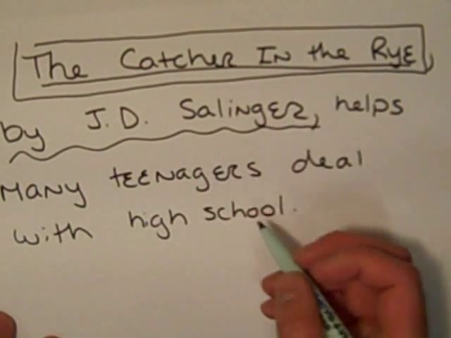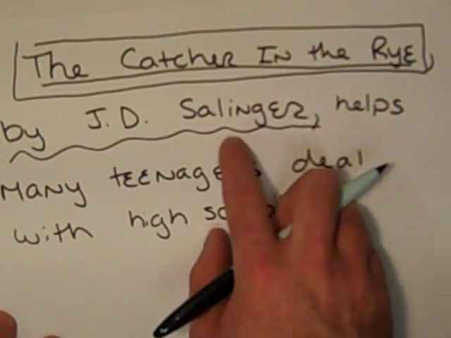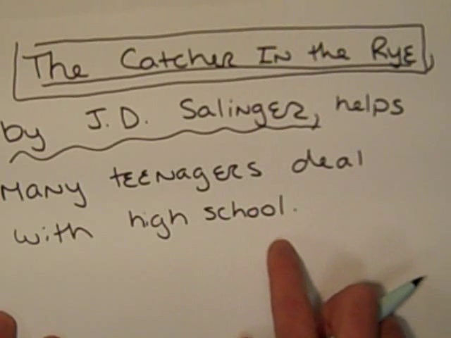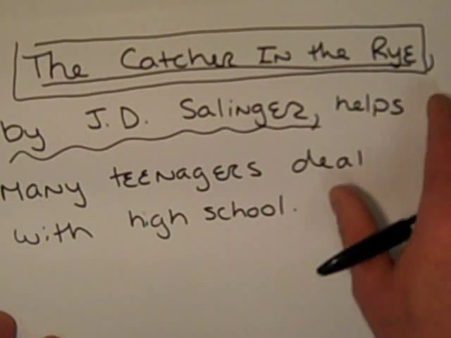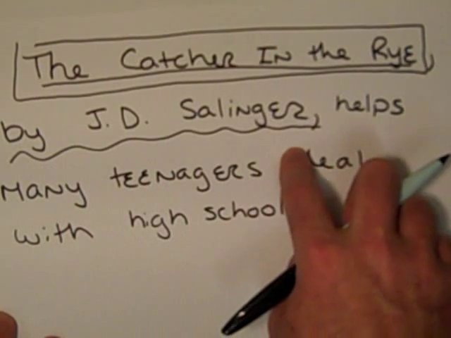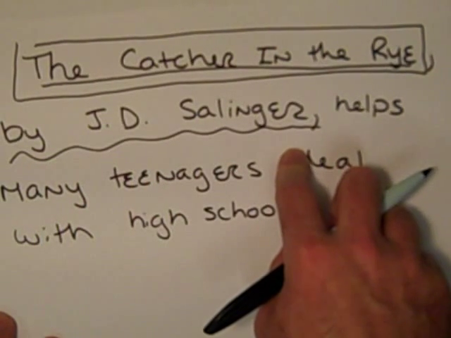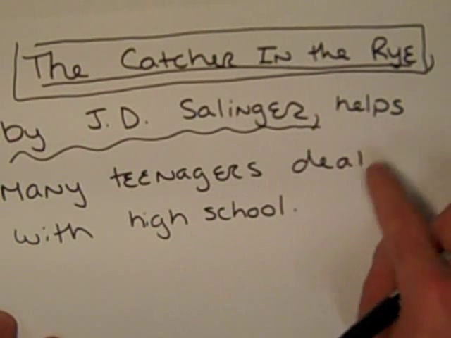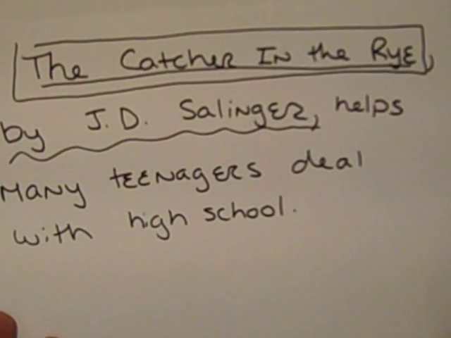However, if I took the sentence and made it, The novel by J.D. Salinger helps many teenagers deal with high school, then you don't need commas. Because I wouldn't be able to take out J.D. Salinger and have you understand what it is I'm talking about. If I said the novel helps many teenagers deal with high school, you would say which novel? And I'd say, oh, the one by J.D. Salinger.